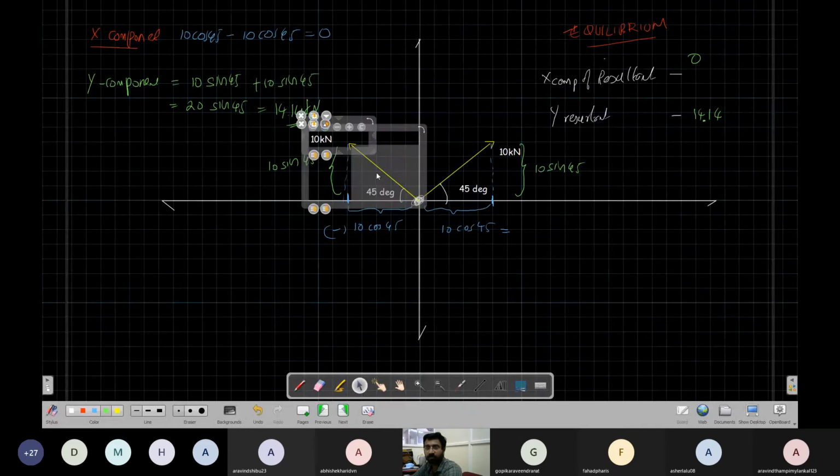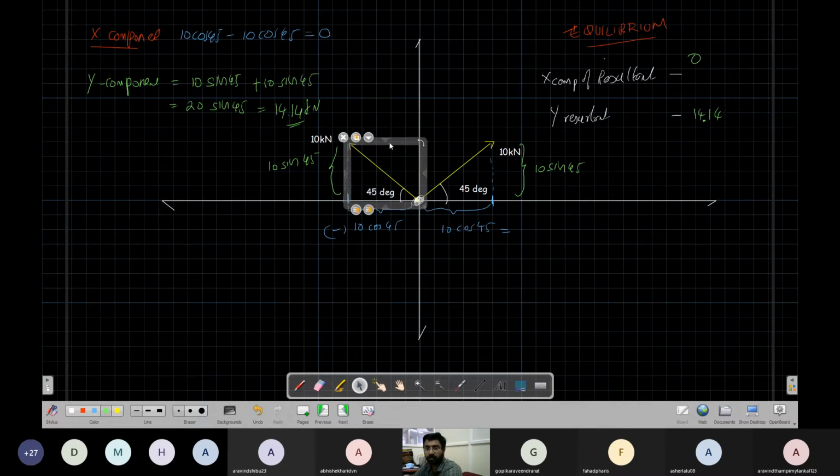There are many methods. What I'll do is take this force and put it at the tip here. This force also I'll take. So this is my resultant. Maybe I'll use a thicker line. This is my resultant. You can see the resultant is only in the y direction; the x direction is getting cancelled.